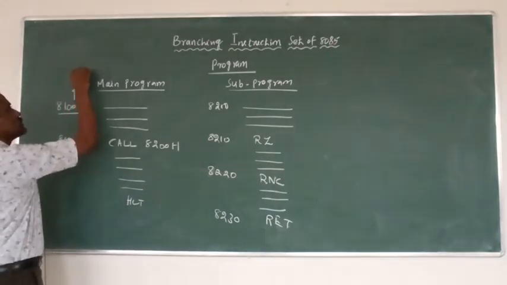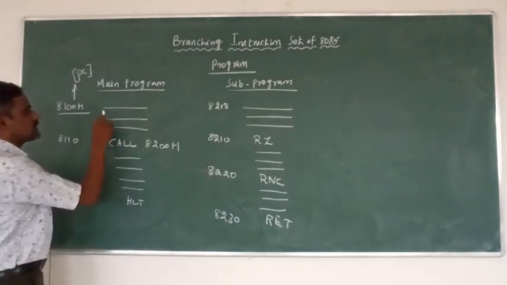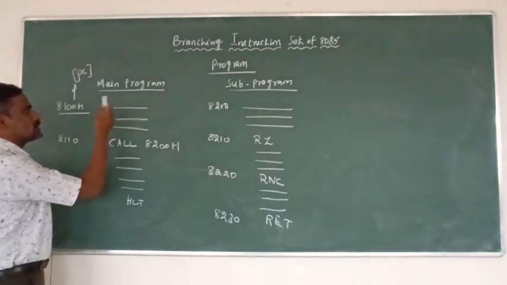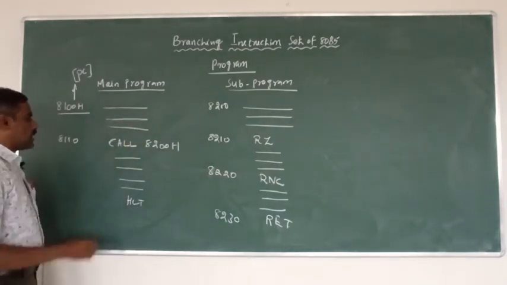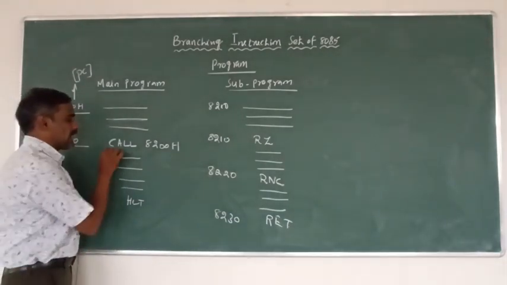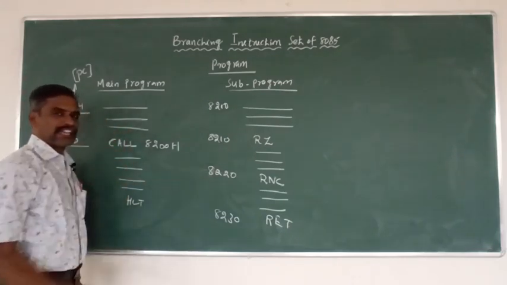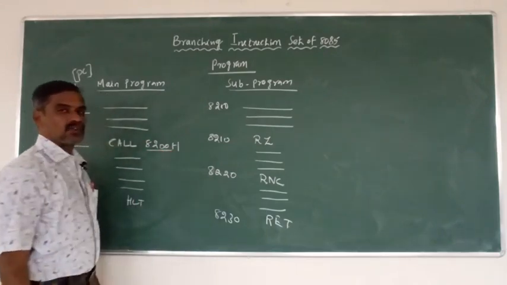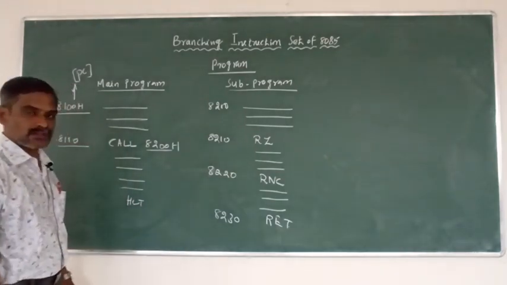First, the program counter will execute the 8100 address location. This address will be loaded into the program counter, and it will execute the 8100 address data. Next 8101, 8102, like that it will execute. After reaching the 8110 address, there will be an unconditional call. Unconditional call means without any condition checking. Now it calls the program at the given 16-bit address location.